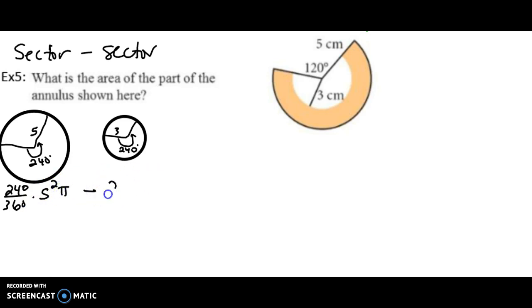And then we're going to subtract the degree, 240 over 360, times radius squared times pi. Pi r squared. I just flipped it around again. All right, now if you knew that 240 was 2/3, you don't need to write it out. You can just simply write it. So if I divide both these by 12, 2/3 times 25 pi minus 2/3 times 9 pi, and then simplify from there.